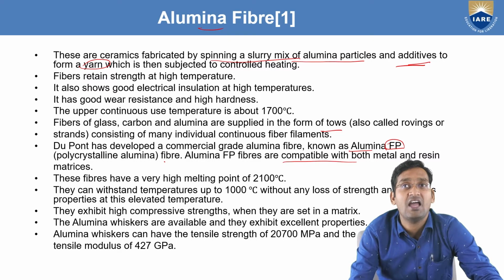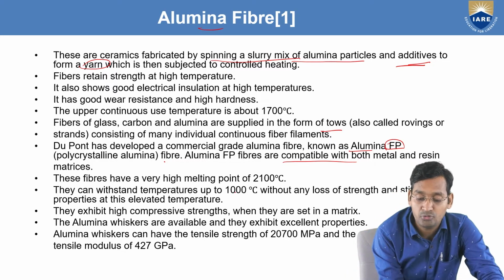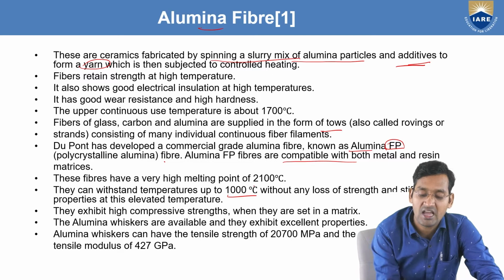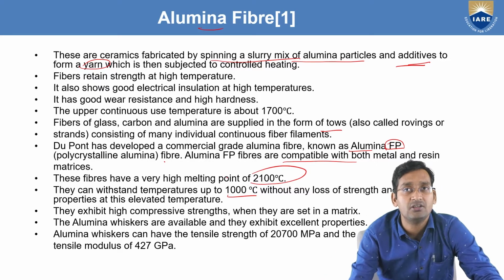These fibers have a very high melting point, around 2100 degrees Celsius. At 2100 degrees Celsius it will melt, so below that temperature we can use it. They can withstand temperature up to 1000 degrees Celsius without any loss of strength and stiffness. If we use them up to 1000 degrees Celsius, they won't lose their strength. Above 1000 degrees they will slowly start losing strength and stiffness, and finally at 2100 degrees Celsius they will melt. So up to 1000 degrees Celsius there is no change in their properties, either strength or stiffness.